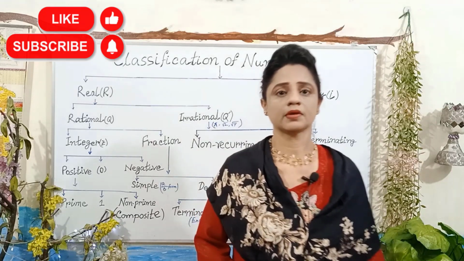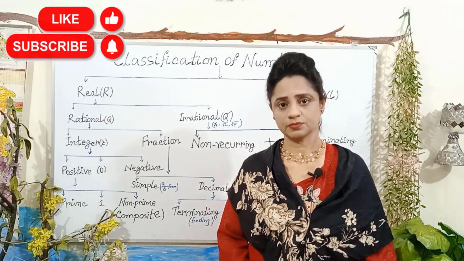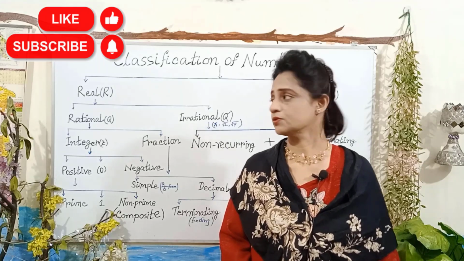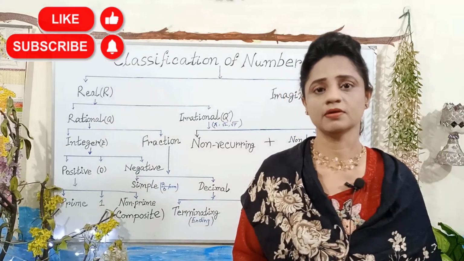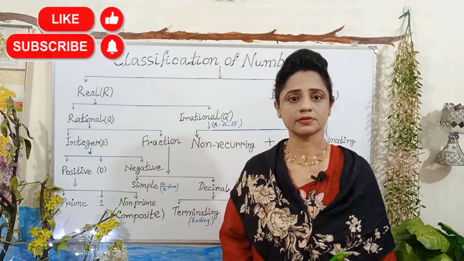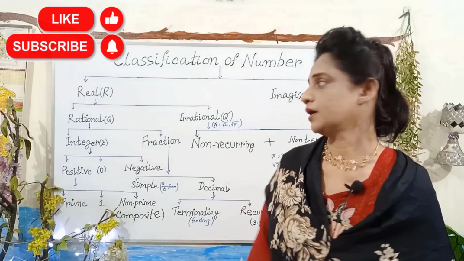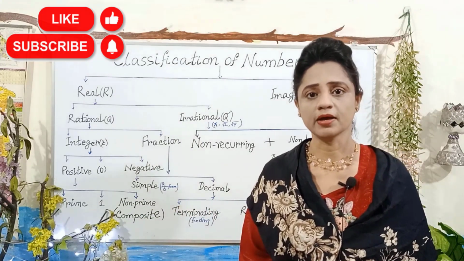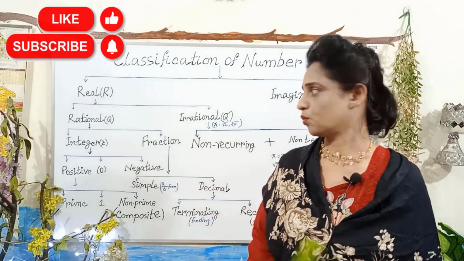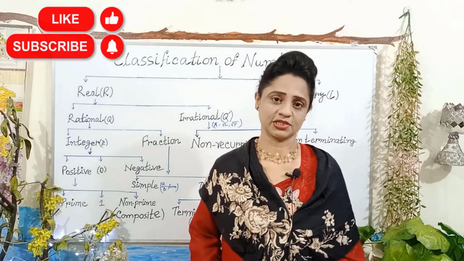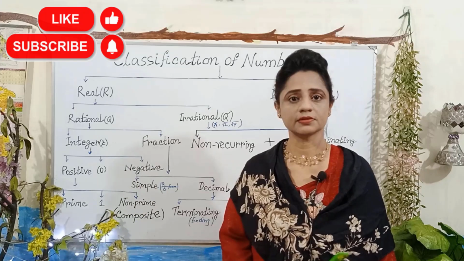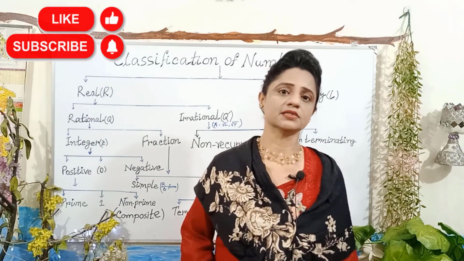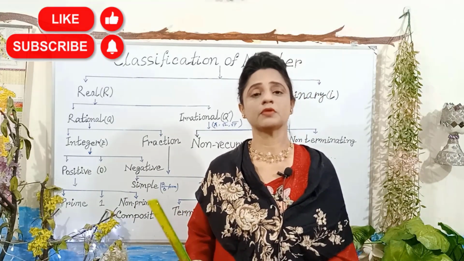Real number is classified into two basic parts. That is rational number, which is denoted by capital Q, and irrational number, which is denoted by Q prime. Now, Q stands for quotient. Rational number, which is denoted by capital Q, can be expressed by P by Q form.